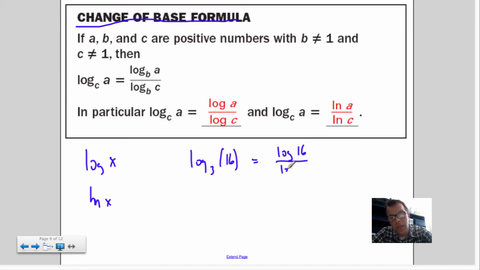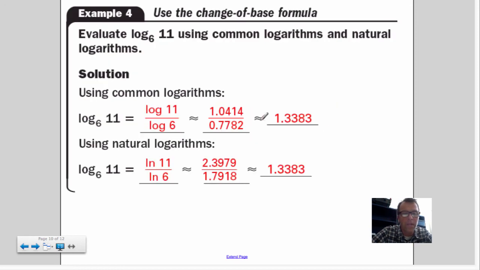And you can change it like this, log base 3. Let's say you spilled yogurt on your calculator and your log button didn't work anymore. Hey, change to the natural log, which is ln of 16 over ln of 3. So here are a couple examples for you to look at. Like here, if I wanted to figure out the actual value of this, 6 raised to what power is 11?